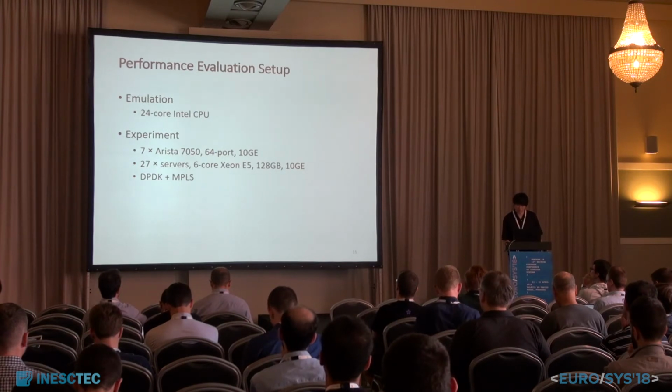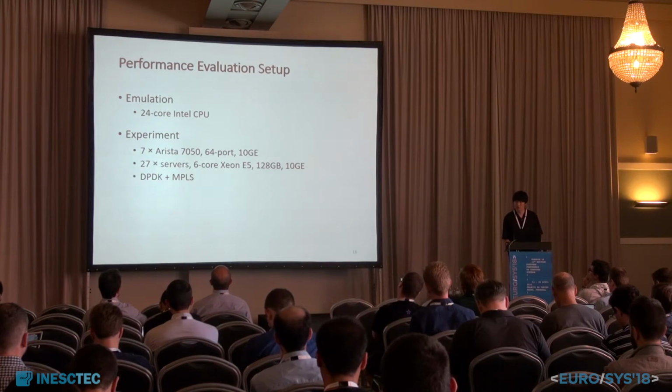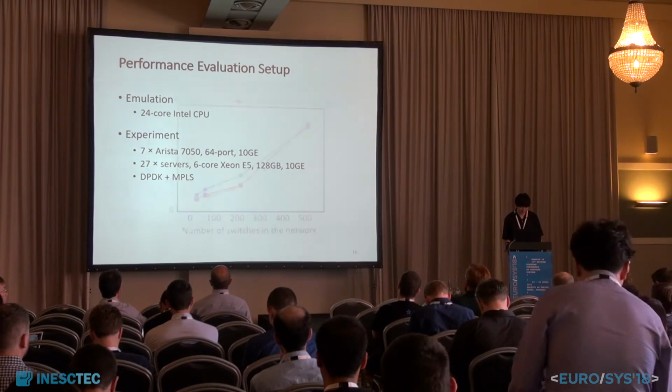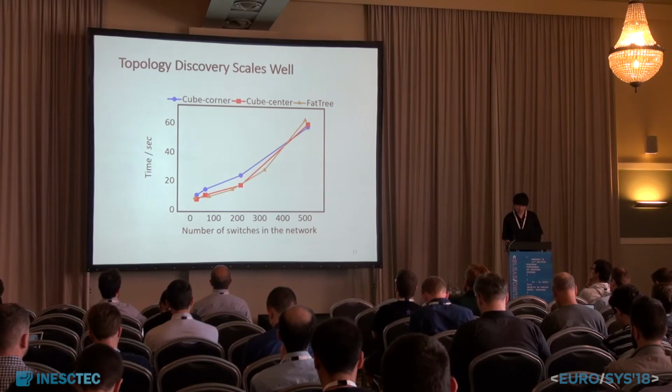For the evaluation setup, we use a 24-core Intel CPU for the emulation. And for the experiment, we use 7 Arista switches and 27 servers. We use DPDK to insert tags and use MPLS to emulate the DAMnet switch. So as we can see, the topology discovery scales well.